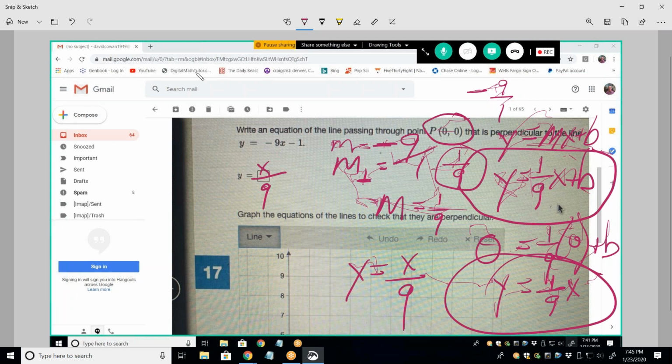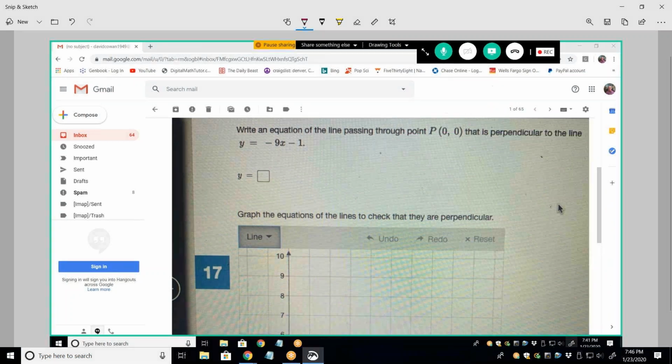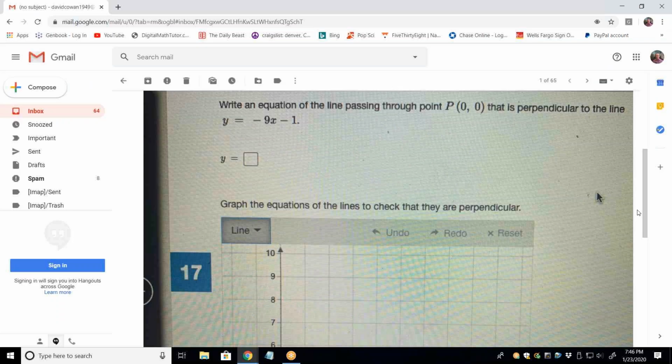So where am I going to start? Well, let's start by erasing all of this ink. And I think I need to scroll down a little bit.